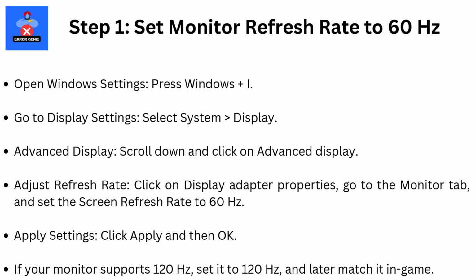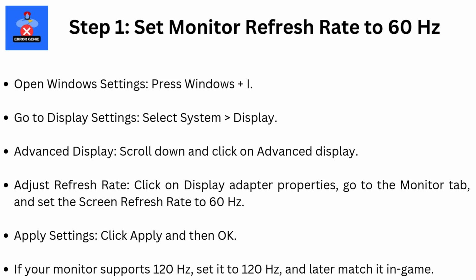Step 1. Set monitor refresh rate to 60 Hz. Open Windows Settings. Press Windows plus I. Go to Display Settings. Select System, then Display. Advanced Display. Scroll down and click on Advanced Display.